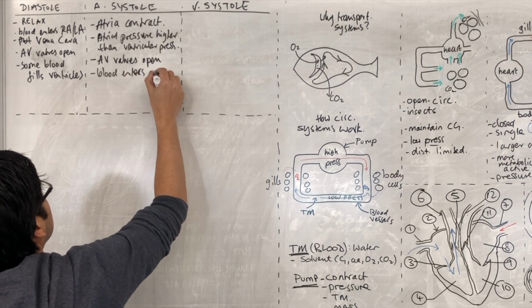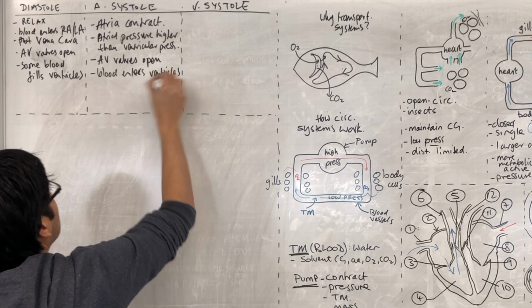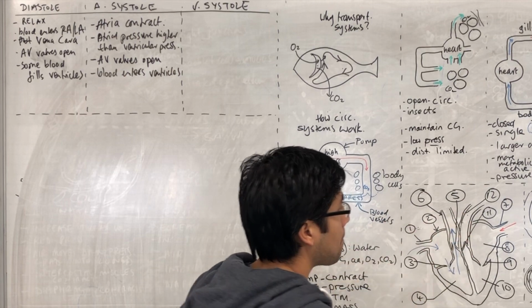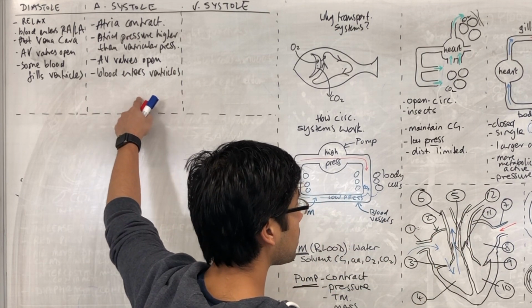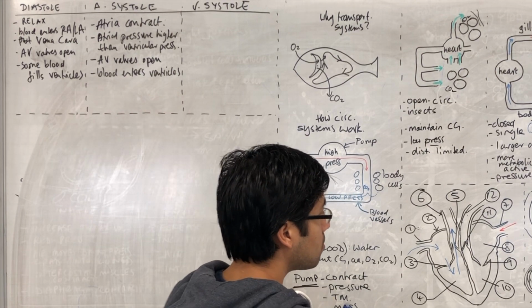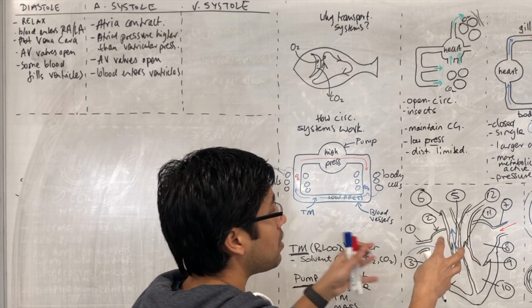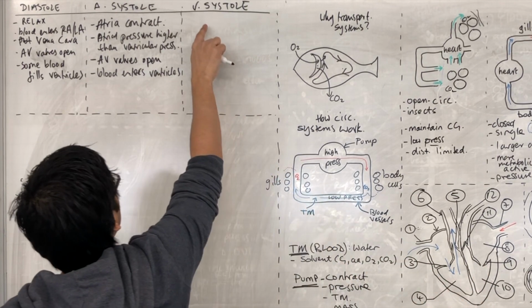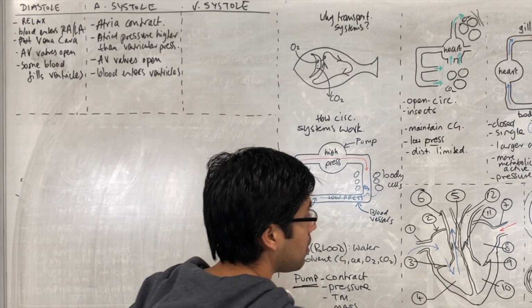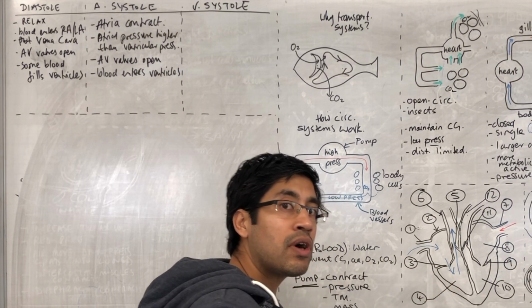Blood enters the ventricles. Okay, that is atrial systole. Now, at some point, the ventricles are going to contract. So we enter ventricular systole, and now the ventricles are going to contract.